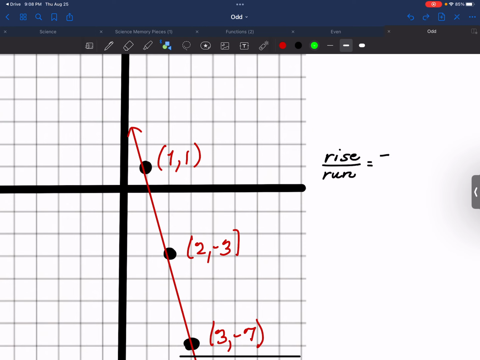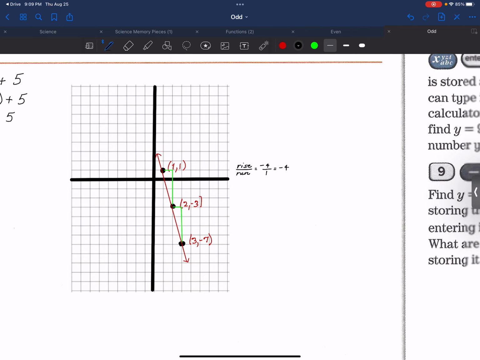And that's still too thick, isn't it? So it's moving over 1 and it's dropping 4. And then it moves over 1 and it drops 4. So the rise, the fall, I really should say, the change in that vertical distance is 4. So it's negative 4. And then the run, it's just moving over 1 each time. So the slope is a negative 4. That's a very steep slope.